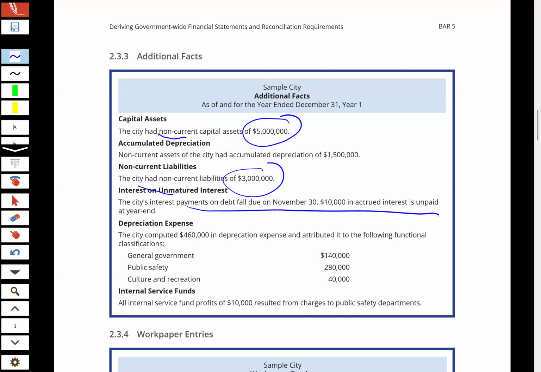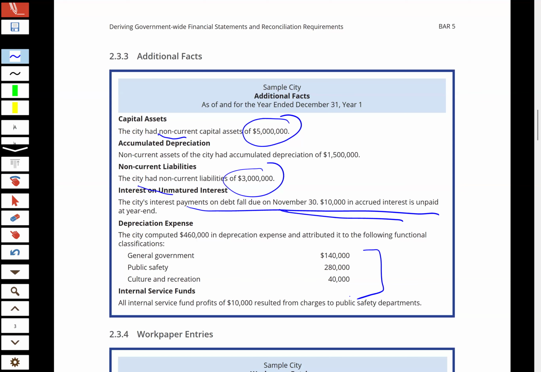Remember, I showed you there was that little entry where we took 1 month worth of the interest, then that would be reported as interest expense at the government-wide level using full accrual. And so this question just giving us what that amount is, we maybe would have to compute that for our purposes. But you can see then that they talk about depreciation expense. We need to know that because that wouldn't be reported at the fund level under modified accrual, but we would want to know what that was under full accrual.